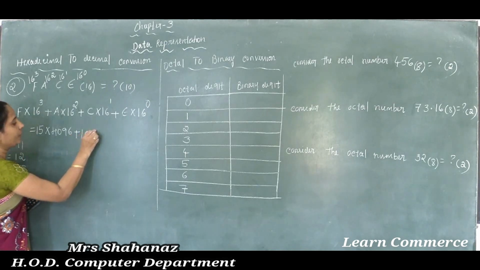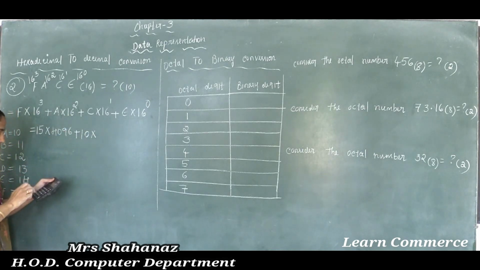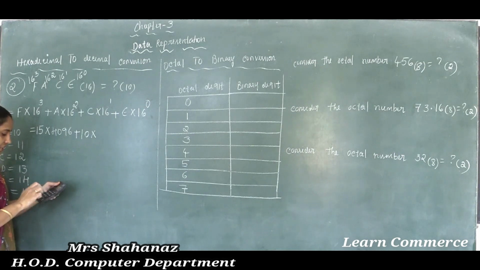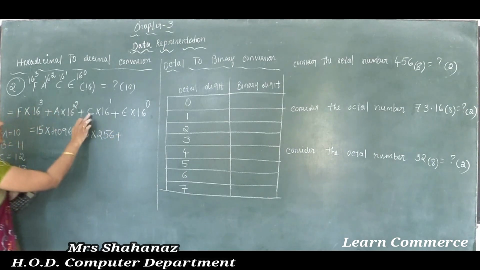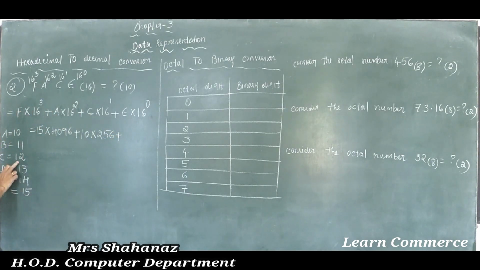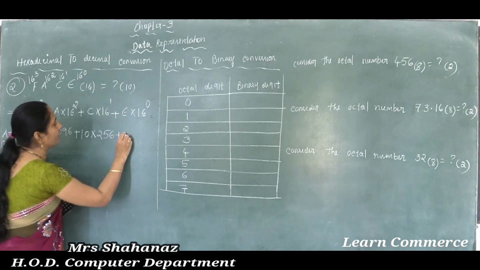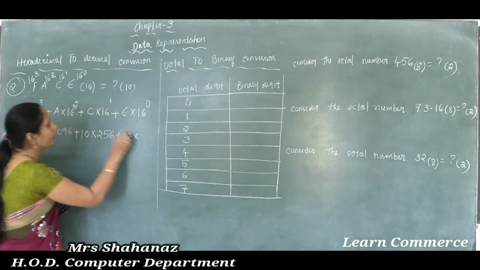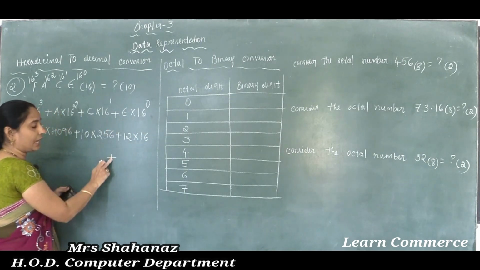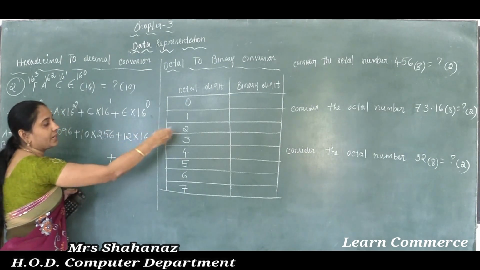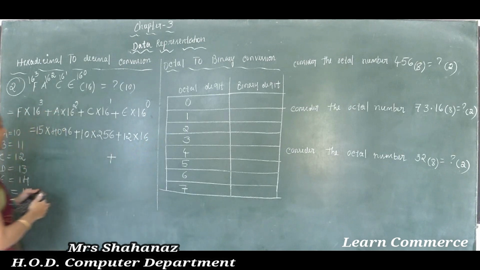As we know, the A value is equal to 10. So 10 into how many times do we need to make the calculation? 2 times. So 16 into 16, the value is 256. Plus here C value is equal to 12. So I am going to write 12 into 16 one time only. Now just the last value is there.